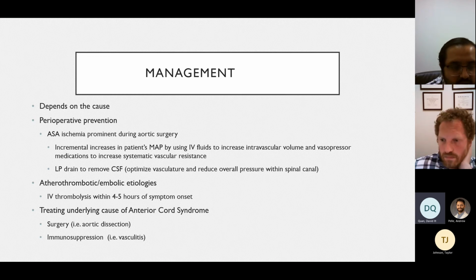And then, of course, you definitely want to treat the underlying cause of the anterior cord spinal syndrome. So if we are dealing with, for example, an aortic dissection, the patient will need to be taken back to the OR for management of that. And less likely, if there's a vasculitis involved, it's definitely important to make sure we start immunosuppression for that.